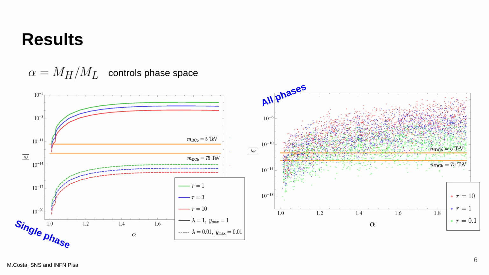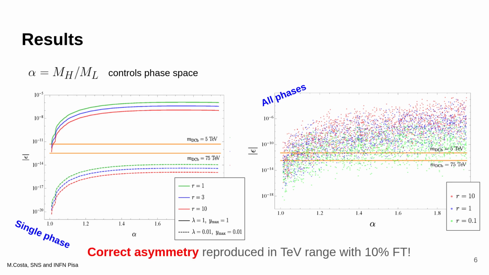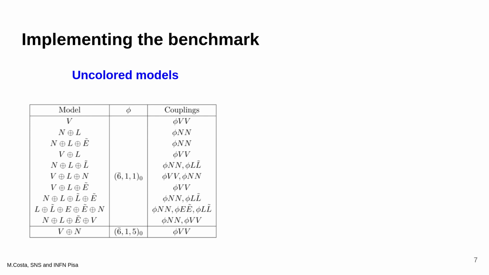On the right, we have plotted the results for epsilon by switching on all three phases and by sampling randomly all the couplings between 0.1 and 1. And as can be seen, the asymmetry can be generated in the TeV range. Now, we need to implement this benchmark model in the full ACDM models, but this is done easily because if your ACDM model has n, you can copy what we have done before. There might be some additional couplings, but nothing changes drastically.